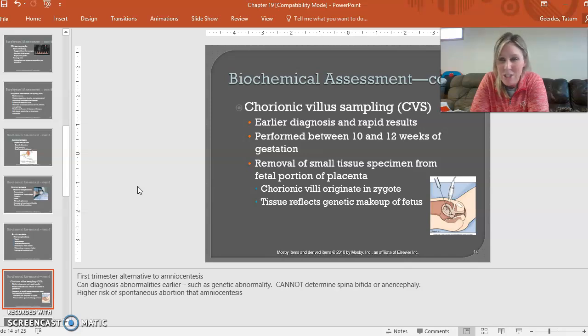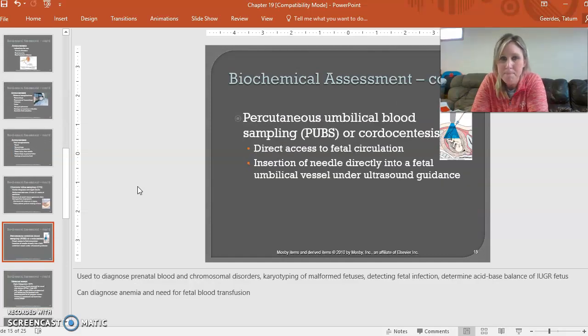If she has any discharge or odor that could indicate infection, we need to notify the doctor right away. And the big thing is we do worry about miscarriage with a chorionic villus sampling, just because it's early in that first trimester. And so it's something for her to understand before the procedure gets started.